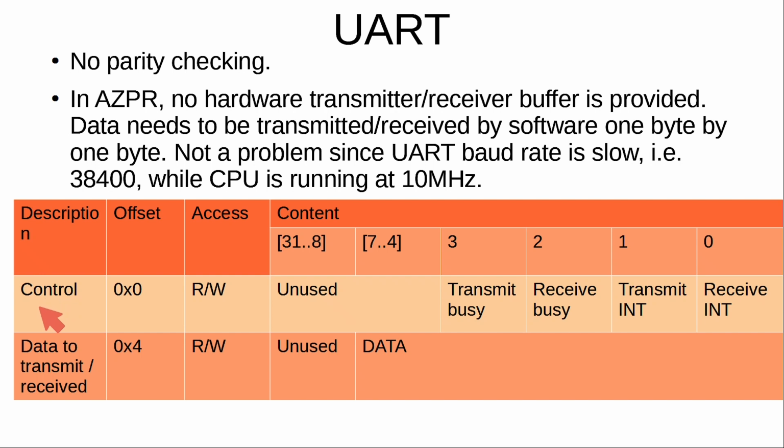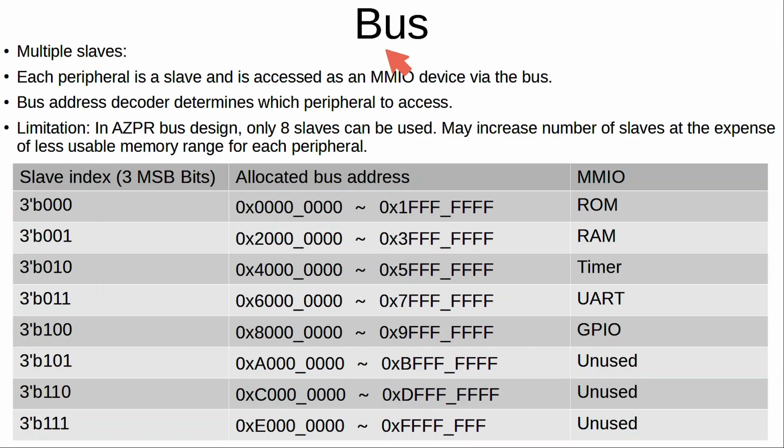And for the registers, we have a control register, and these 2 bits are for telling whether the transmitter or the receiver is busy doing their work. Once they are done doing their work, they can raise these interrupt bits to indicate that they are done. And the data to transmit or the data received, we can obtain from this data register here.